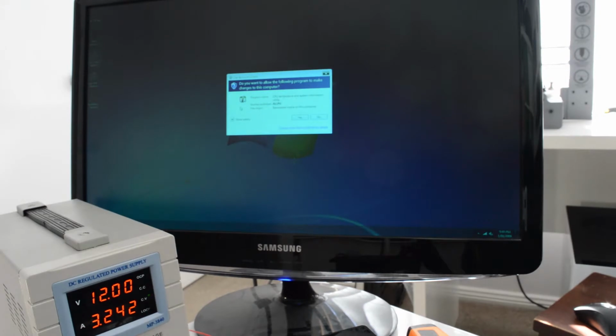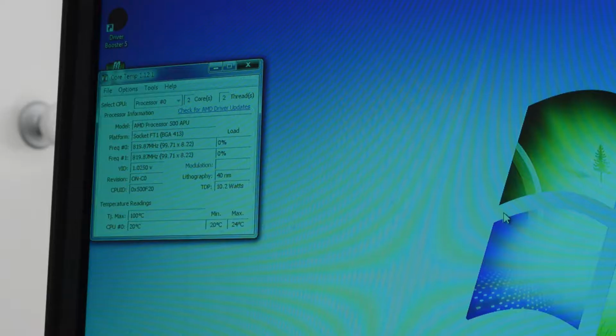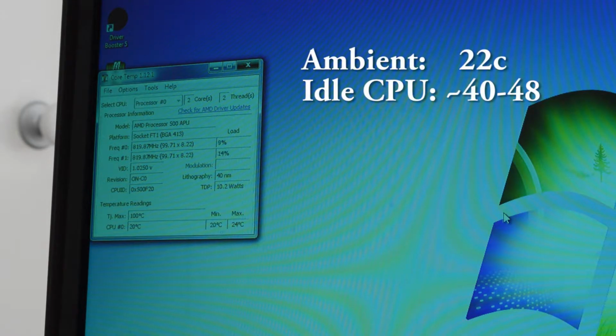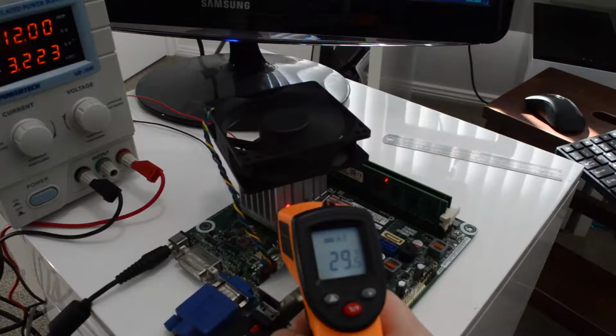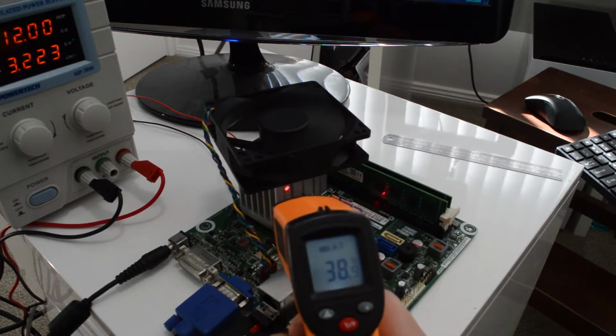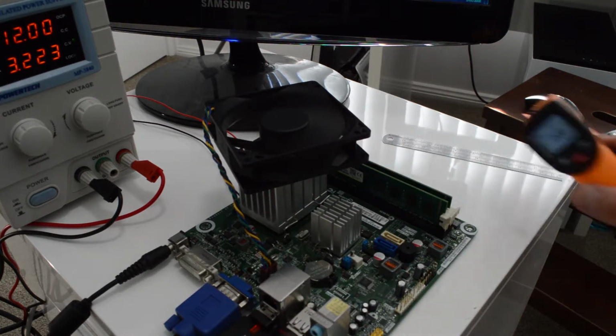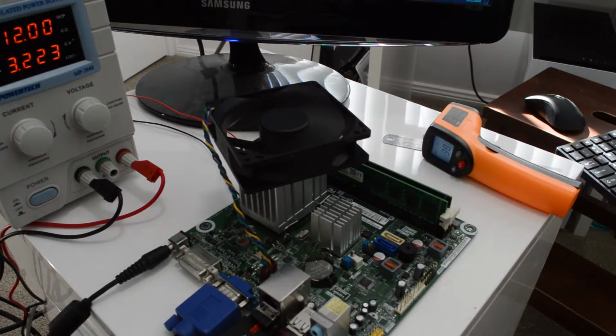I'll now open Core Temp, which is a program used to measure CPU temperature. Just for reference sake, this CPU generally idles at the 40 to high 40s mark. Alright, using the thermometer we can see that the heatsink over here is about 38°C right now. So what this is telling us is it's not good enough at dissipating the heat.